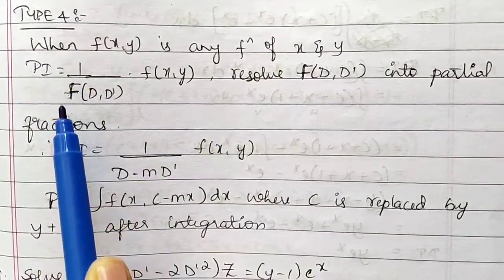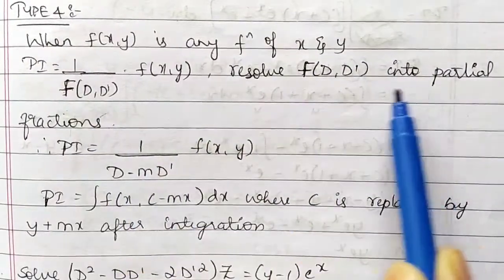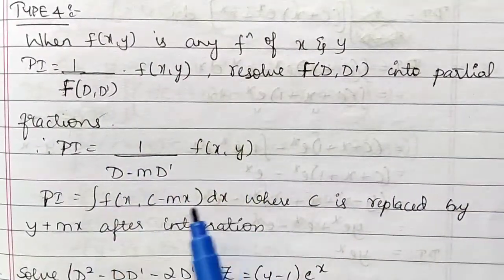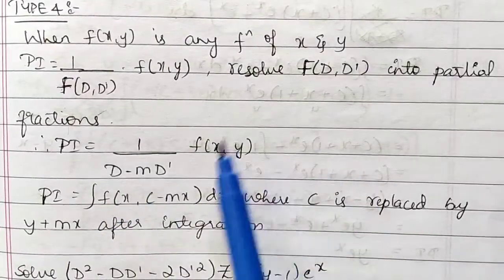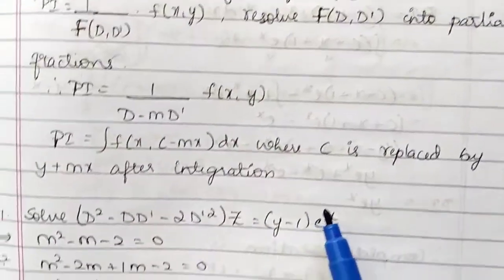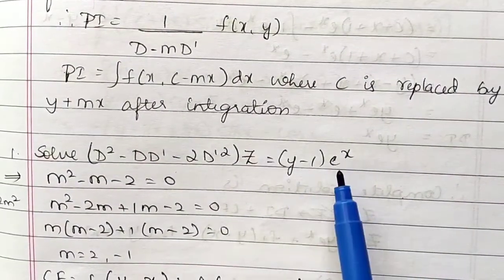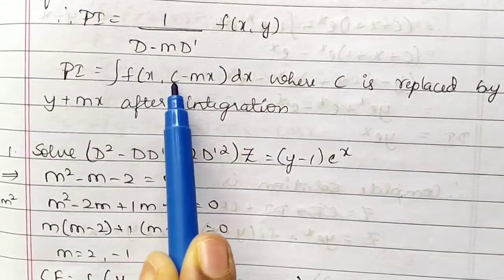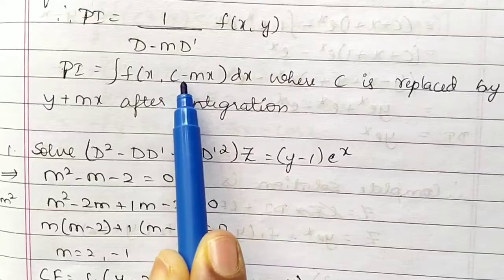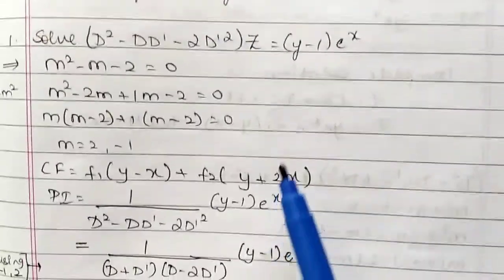Type 4 is when the function is in x and y. So in that case, resolve into partial fractions. Okay. This is the procedure, where you get a combination like, for example, y minus 1 into exponential with the algebraic. So in that case, here I have given the formula, f of x as it is will be there. Instead of y, you will write c minus mx into dx. Okay, here I have already solved.